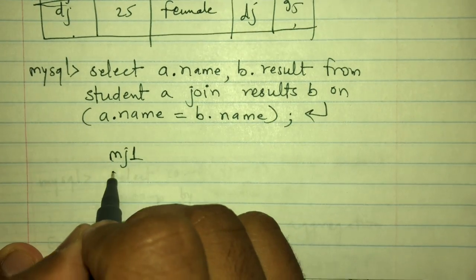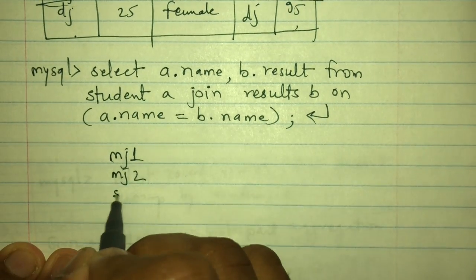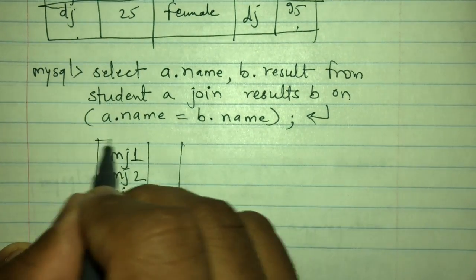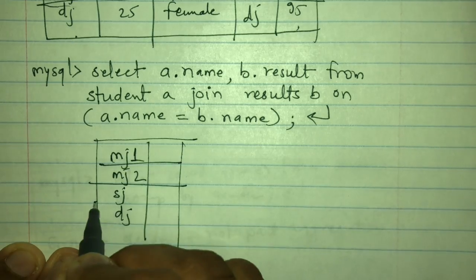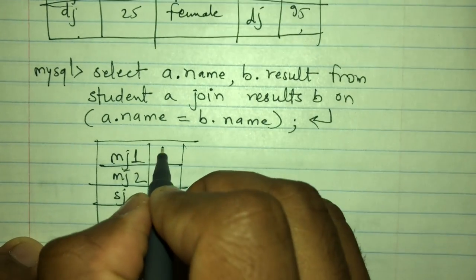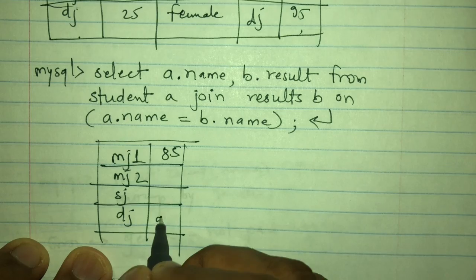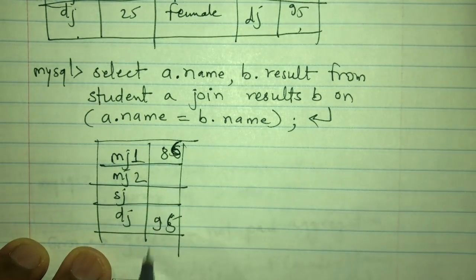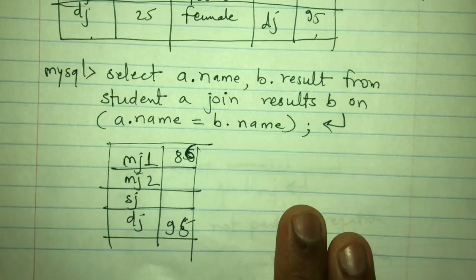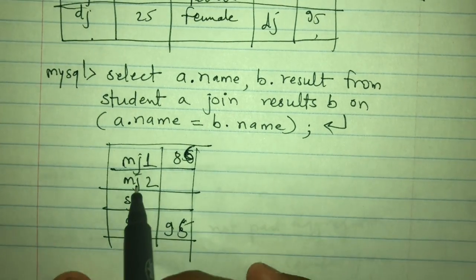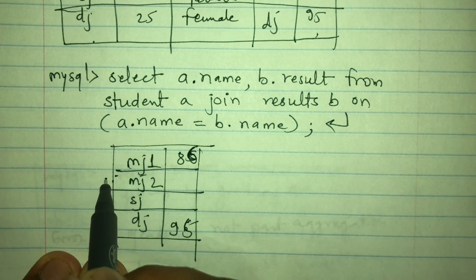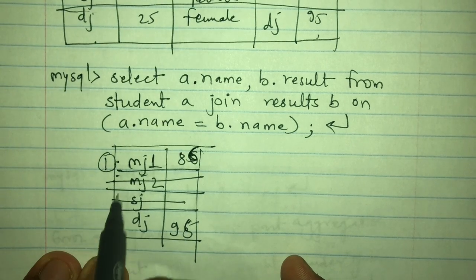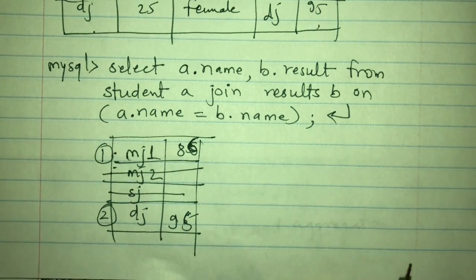and the output of it will be mj1, mj2, sj, dj, it will be 85, 94 or 96, whatever that is, 86 and 95. These two entries will be blank. I think we won't get these two records because this is just a join and not a left outer join, so we'll get record 1 as mj1, record 2 as dj1.